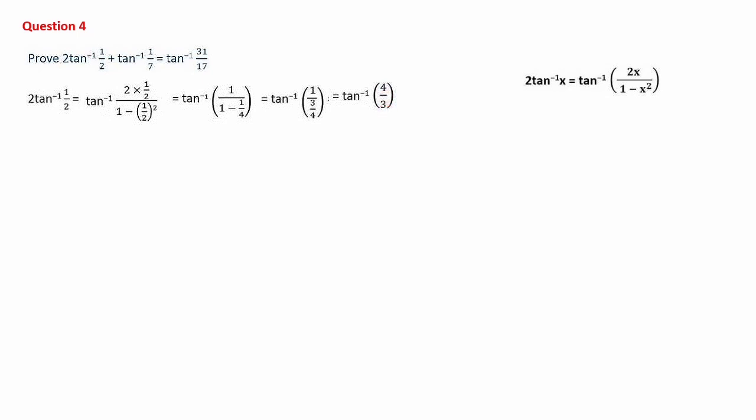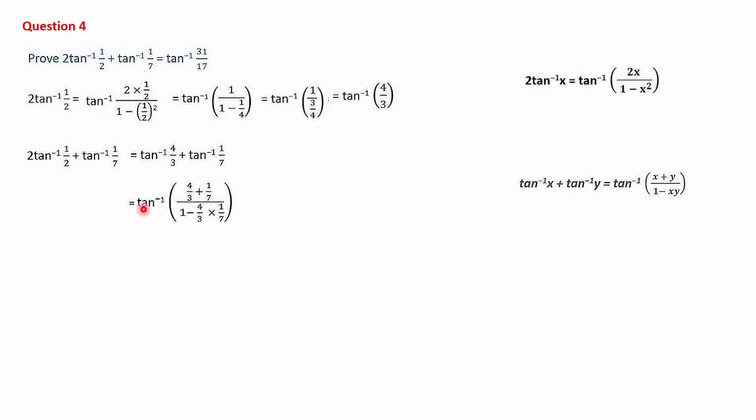Now we can substitute that here. 2 tan inverse 1 by 2 plus tan inverse 1 by 7, that is our original LHS, is equal to, replacing this value, tan inverse 4 by 3 plus tan inverse 1 by 7. Now it is in the form tan inverse x plus tan inverse y. The formula is tan inverse of x plus y by 1 minus xy.